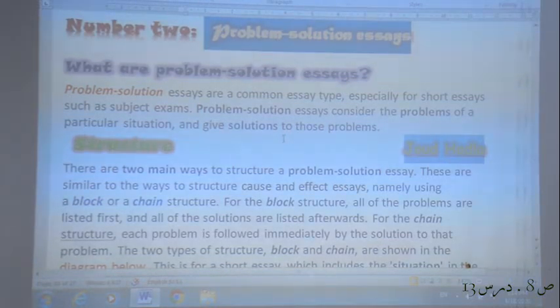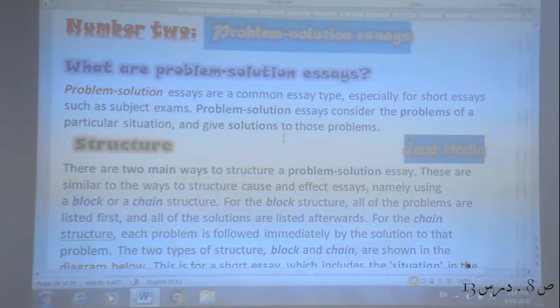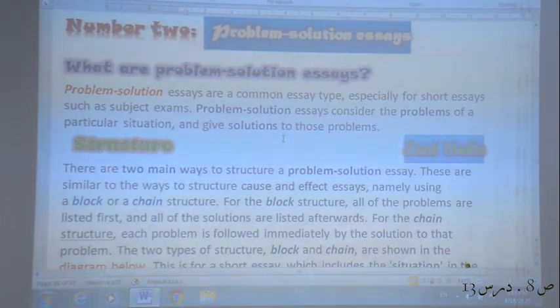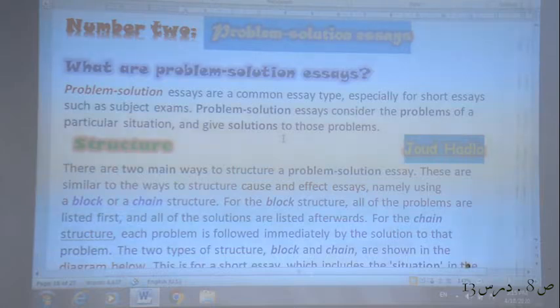Today you are going to learn about a new type of essays, which is problem solution essays. Previously you learned about cause and effect essay, and all these essays are under the heading of expository essay. So today we have a very important type of essays that you will learn. What about problem solution essays?